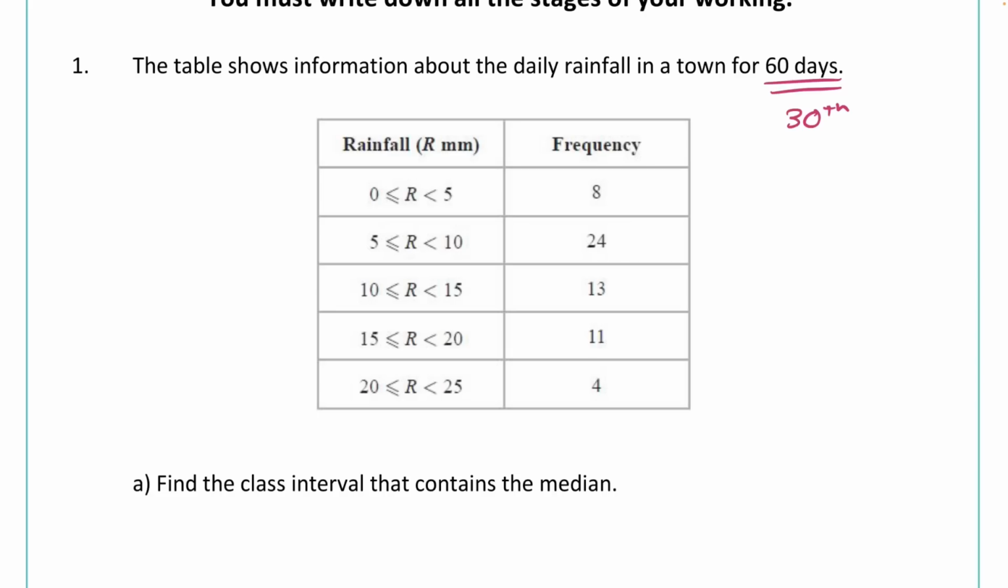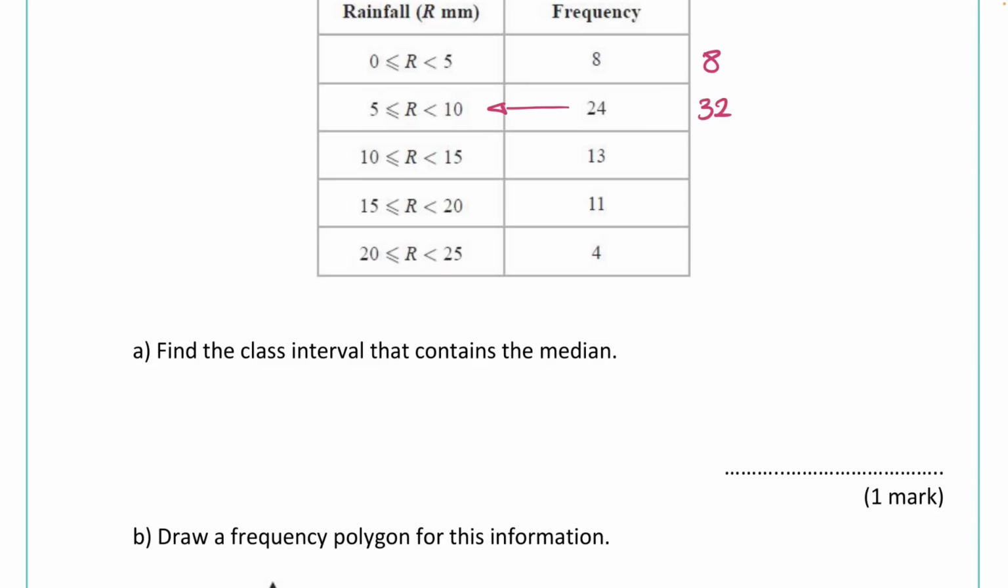Now if we count down the rows that we have, you can see in the first row we have 8 days. And then if we cumulatively add these together, by the time we get to that second row, 8 plus 24 will get us to the 32nd day. Now if we have gone past the middle, then therefore the middle must be in that particular section. So the median would be in this class here, just on the left, so we would just write down the full class there, which is between 5 and 10. And there we go, that is where our median lies.